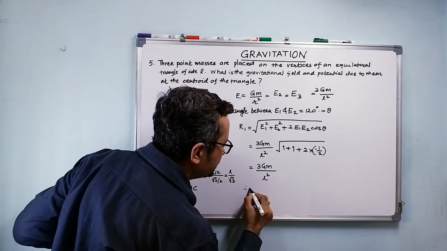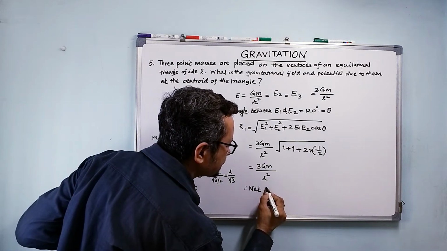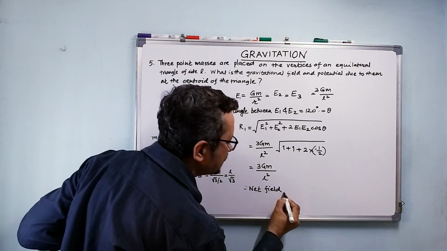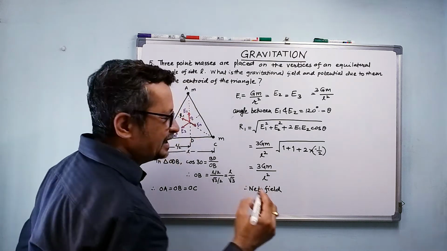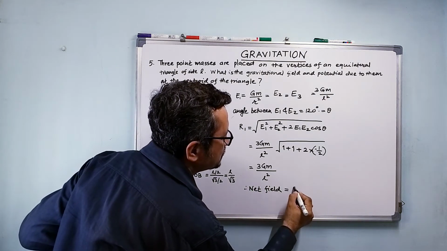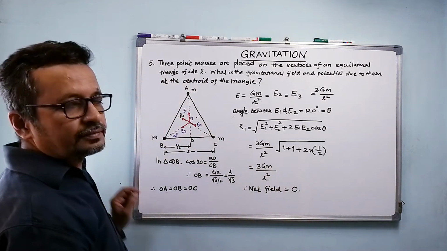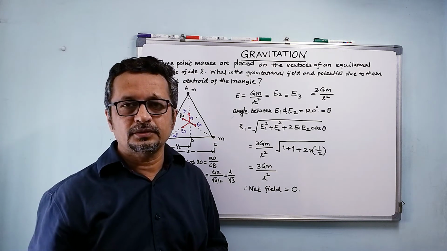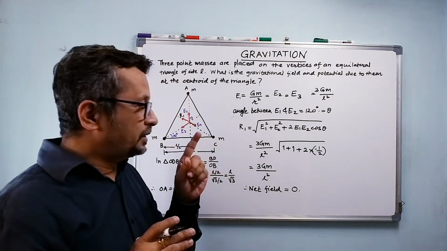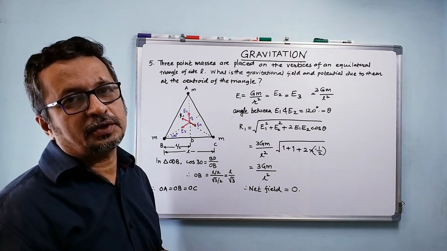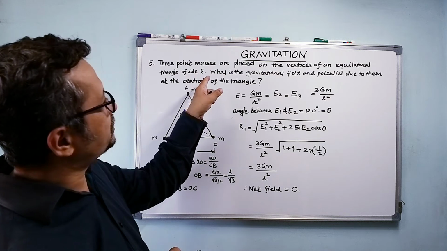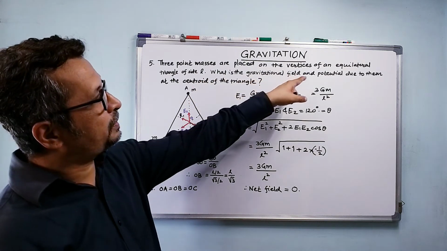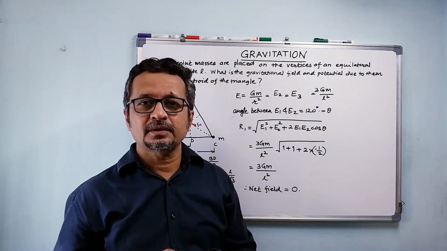So net field, now when I say net field, it is net gravitational field, I'm being a little lazy here, would be equal to 0, right? So that is how it is. Now there is something more to it. What is the second part of the question? The second part of the question asks you about the gravitational potential.